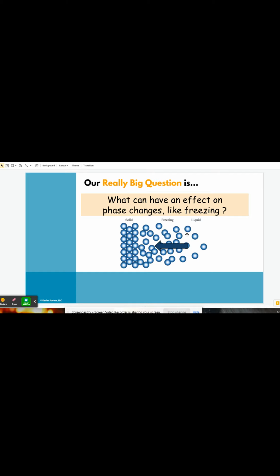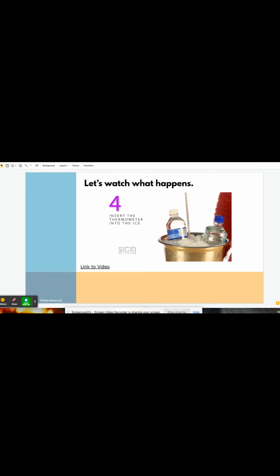For example, in freezing, notice we're going from the liquid phase to the solid. The particles are getting closer and slowing down. Let's take a look at a phenomenon. You might have seen this.